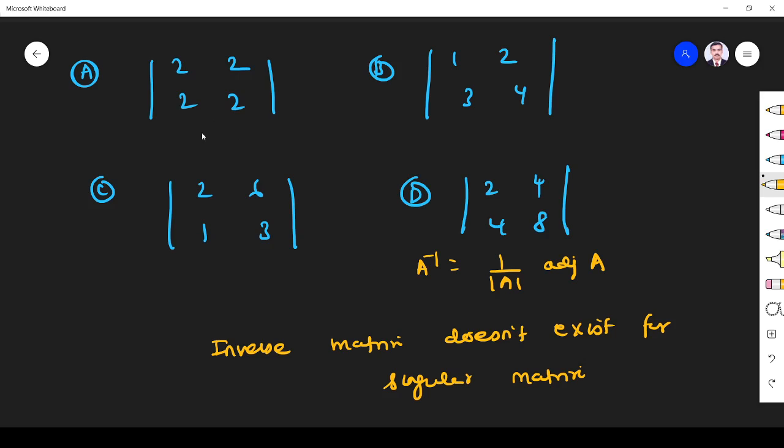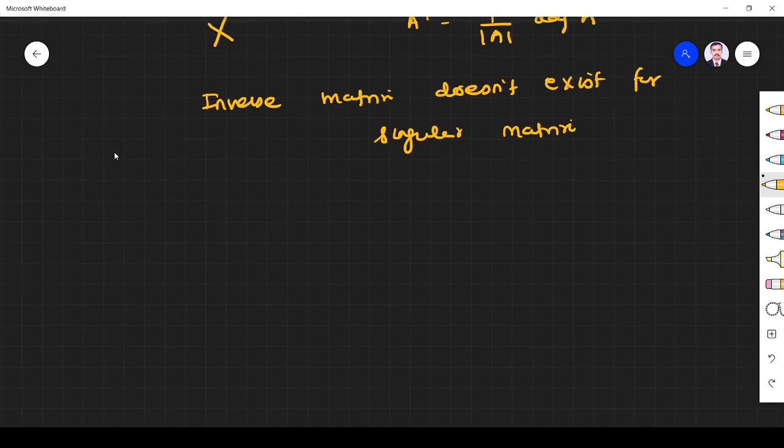You see, this has determinant value 0: 4 minus 4 is 0. So it has no inverse matrix. Next, you see 2 into 3 is 6, 1 into 6 is 6, so 6 minus 6 is 0. So it has no inverse matrix. Here you see 2 into 8 is 16, 4 into 4 is 16, so 0. So it has no inverse matrix. This one is 4 minus 6, that is equal to minus 2. So this one has an inverse matrix.